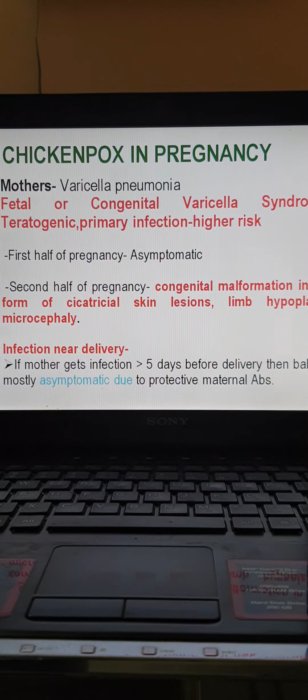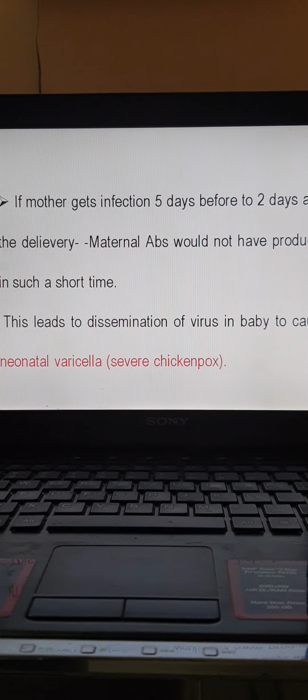If the mother gets infected more than 5 days prior to delivery, the baby is unaffected and mostly asymptomatic, due to the presence of protective maternal antibodies. But if the mother gets infection 5 days before to 2 days after the delivery, maternal antibodies are not sufficiently produced in that short time, and this leads to dissemination of virus in the baby, causing a severe type of chickenpox, that is neonatal varicella.